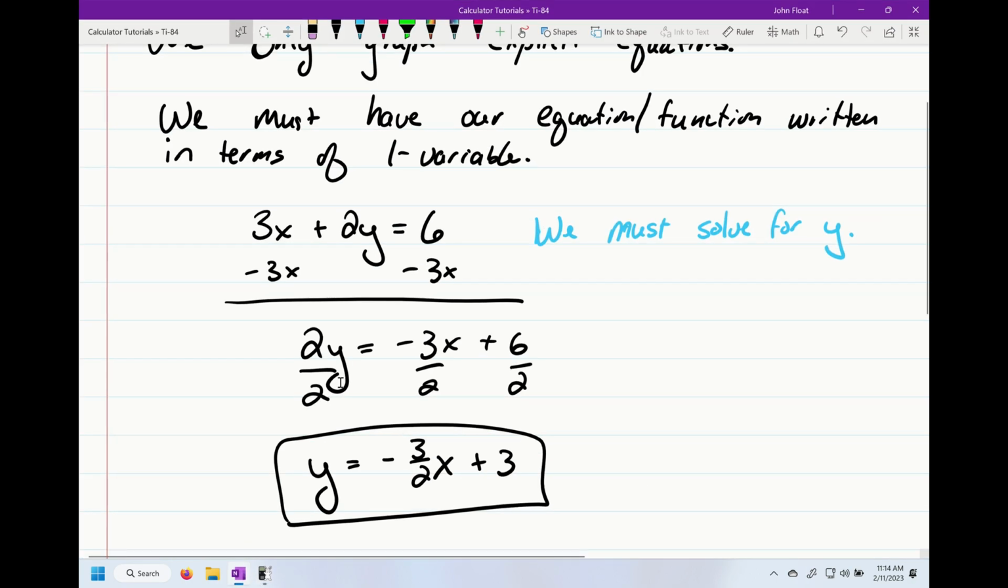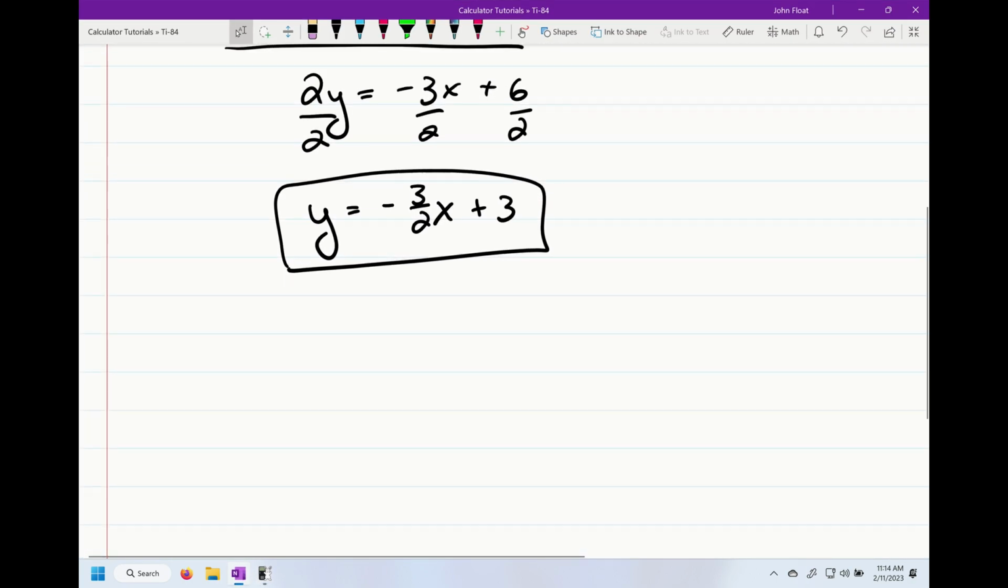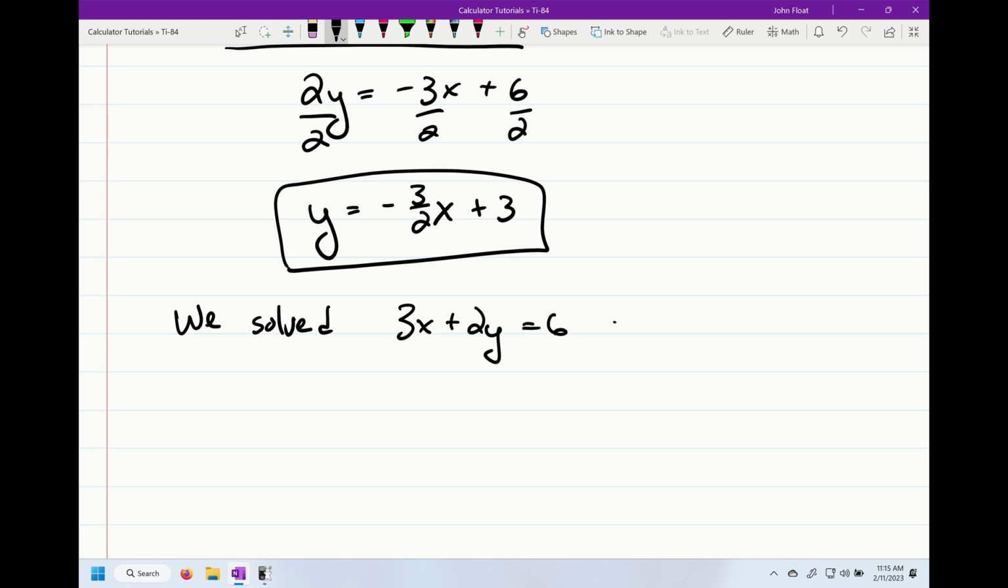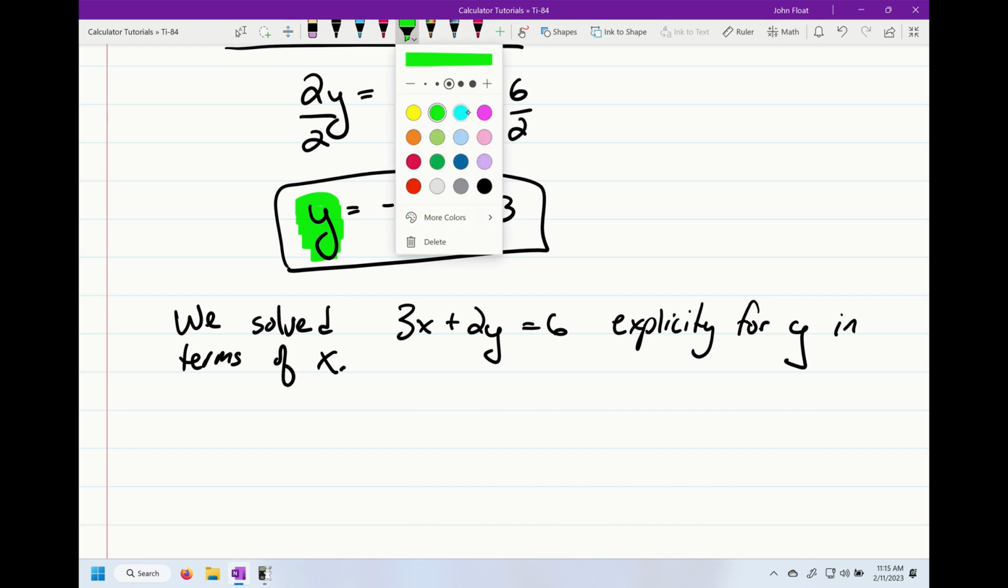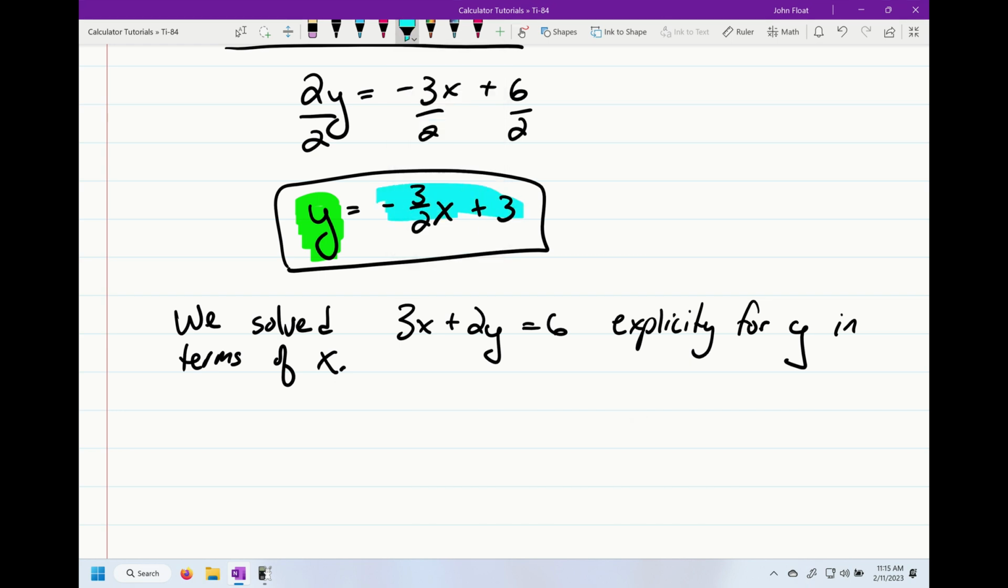So that's exactly what this is right here. We solved 3x plus 2y equals 6 explicitly for y in terms of x. So the y is on the left-hand side all by itself. And then on the right-hand side are the terms of x. So that's what we mean by explicitly solving for y in terms of x.